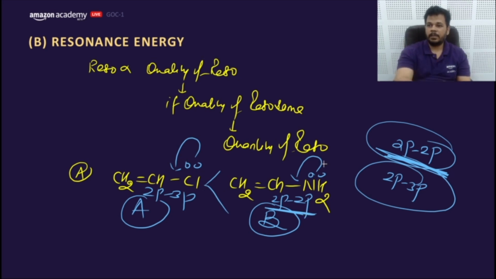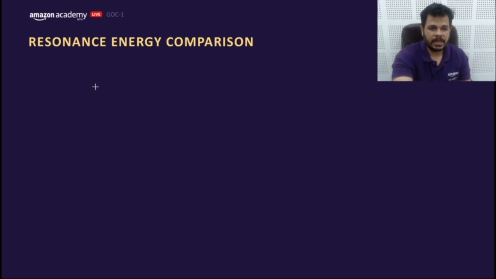So please give an example of a meta directing group. These are resonating. Let's move to the next part of it. Then I'll answer the meta directing groups.